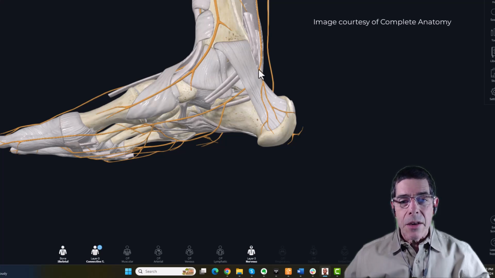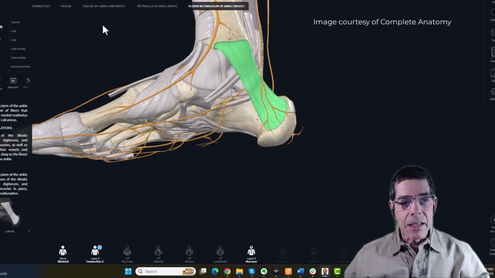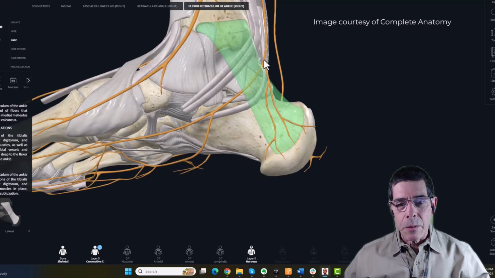So right where that nerve is going underneath the flexor retinaculum alongside those tendons, this is the tarsal tunnel. Let's just fade this a little bit and we can kind of see. We'll zoom in a little closer. We can see that nerve and the faded image of the flexor retinaculum over the top. And here are those tendons that are right next to it.